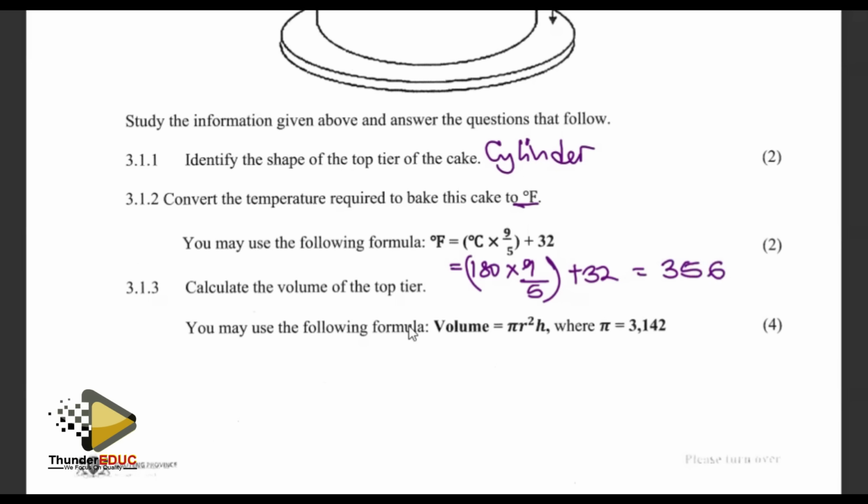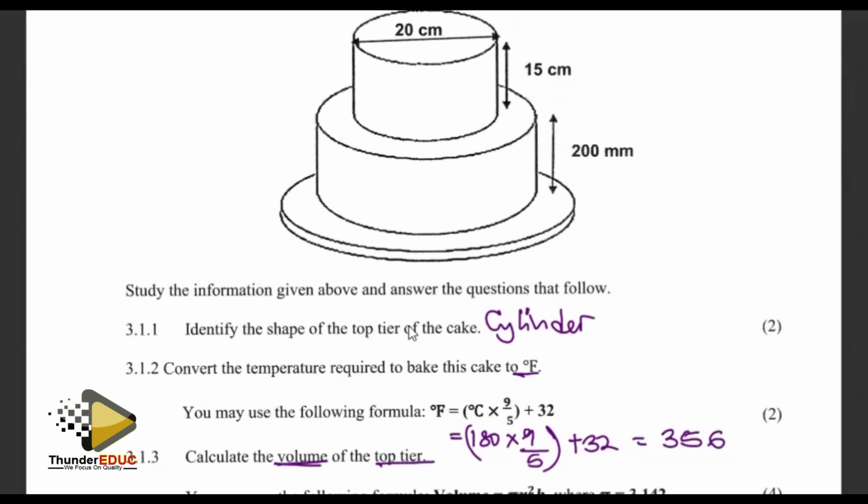Question number 3.1. Calculate the volume of the top tier, which is the top layer. So what do we need? We have to come here and see. We are looking for the volume of this cylinder. The volume equals pi r squared h.